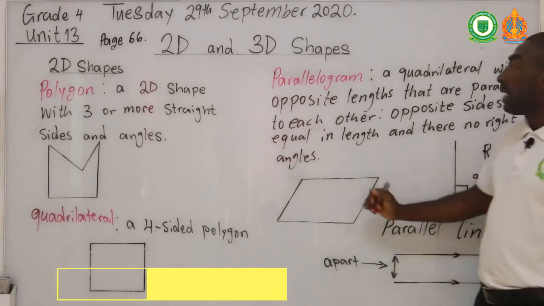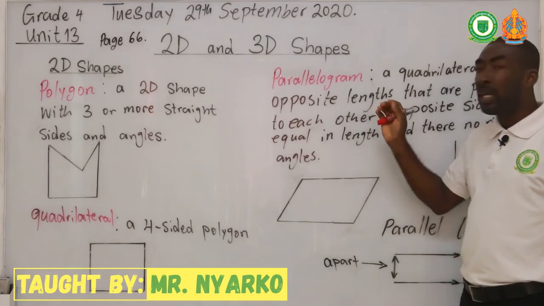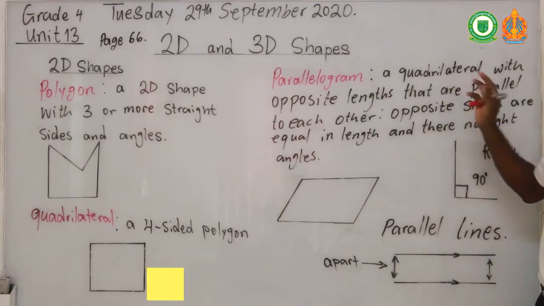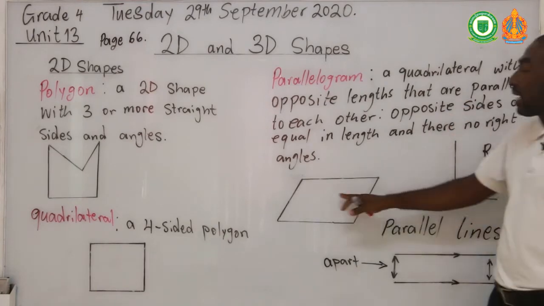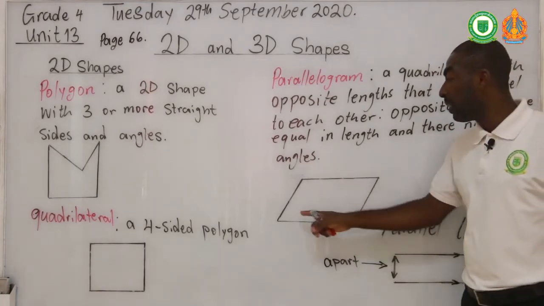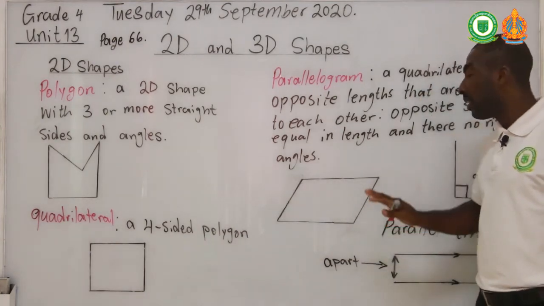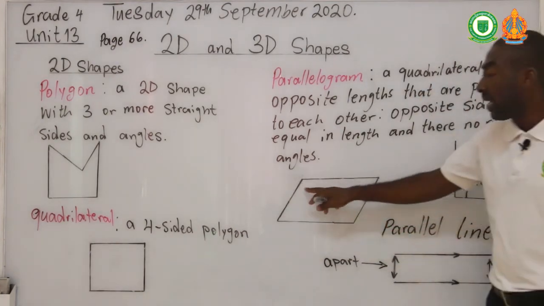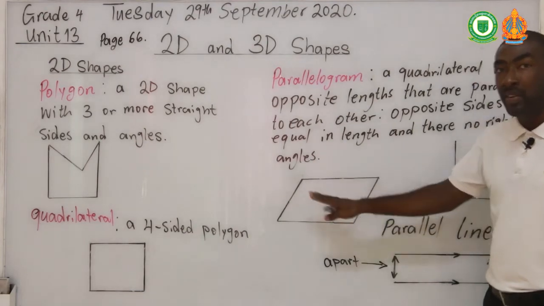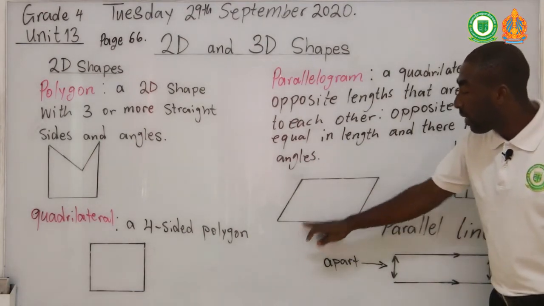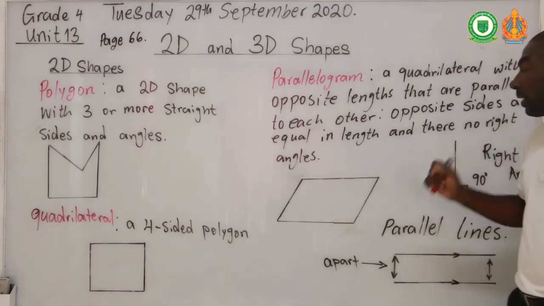And we say that a parallelogram has parallel lines, okay? It has parallel lines, but the angles are not 90 degrees. That means the angles that are formed here and here are not 90 degrees, because this line is not a perpendicular line, and this one is also not the same, but this one and this one are parallel lines.